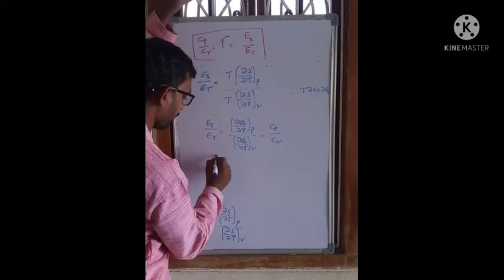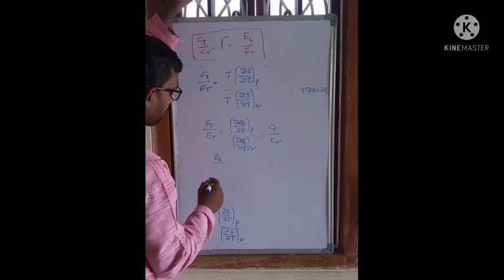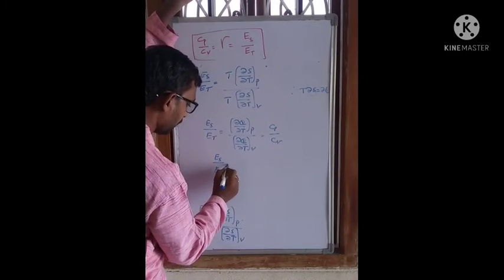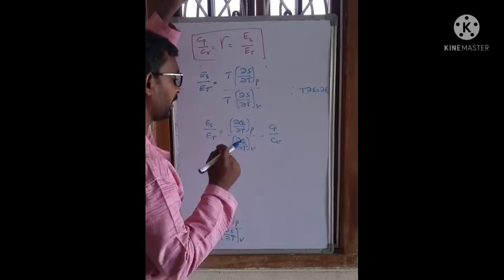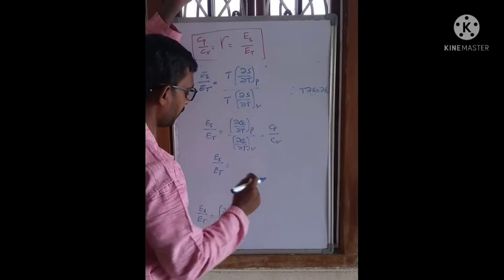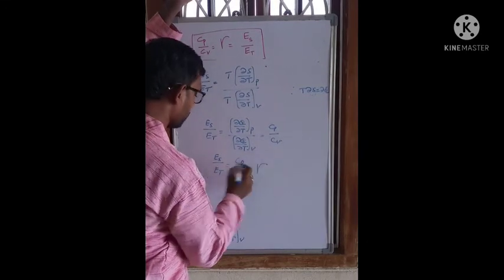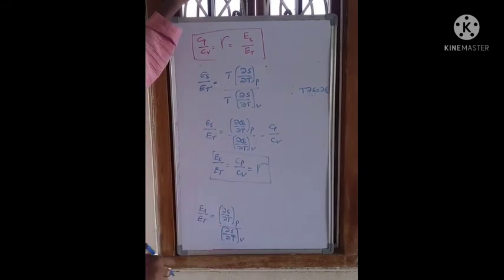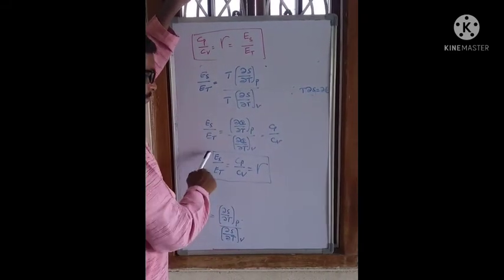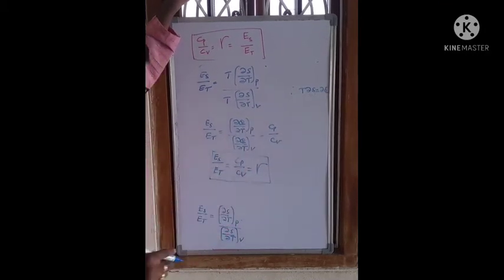So finally we got that the ratio between the adiabatic and isothermal elasticities is equal to the ratio between the specific heats at constant pressure and constant volume. So Cp by Cv is equal to gamma. This is our required equation: ES by ET equal to Cp by Cv equal to gamma.